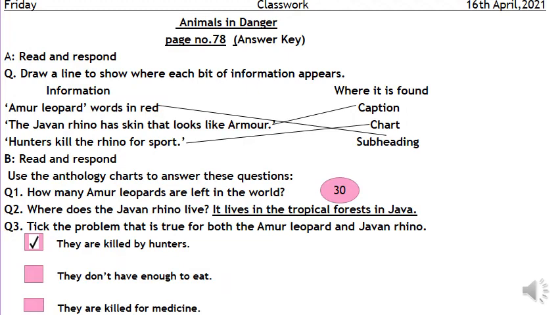Question number 3, take the problem that is true for both the armor leopard and Javan Rhino. So the problems were, they are killed by hunters, they don't have enough to eat, they are killed for medicine. So the common problem for both of them was, they are killed by hunters. I know that my students have ticked this because this is the right answer. Clap for yourselves, very good. All your answers are correct.